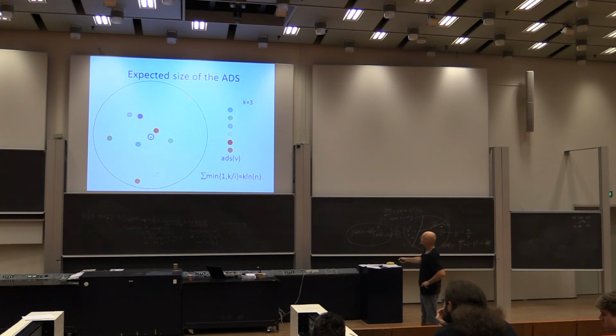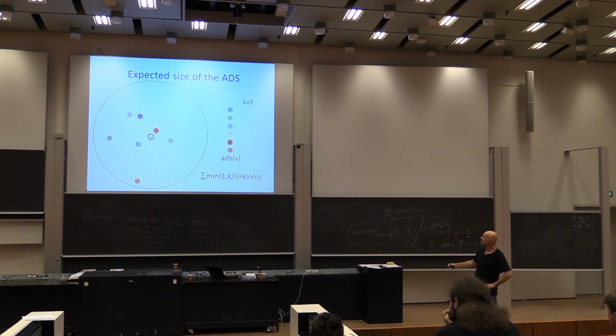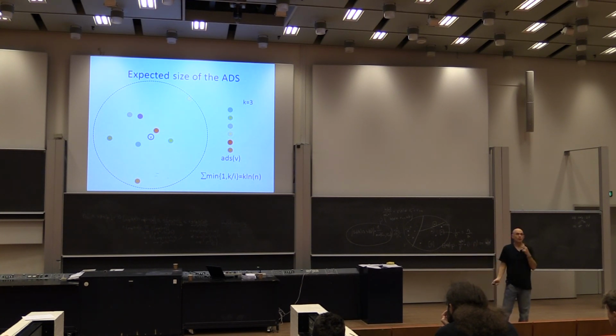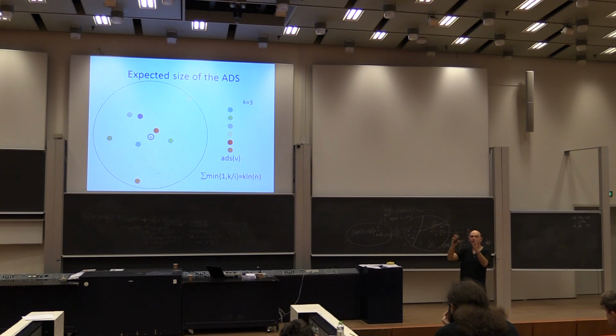The minimum of 1 and k over i, so for the first three, they go into the sketch for sure, right? And the sum of this thing is order of k ln n. So if k is small, like 3 or 10 or 100, this is about order of log n for each vertex. And if I want it for all the vertices, it's n log n. And the graph could be quadratic in size. So it's an almost linear size summary of the graph, from which you can estimate the size of every neighborhood around every vertex.